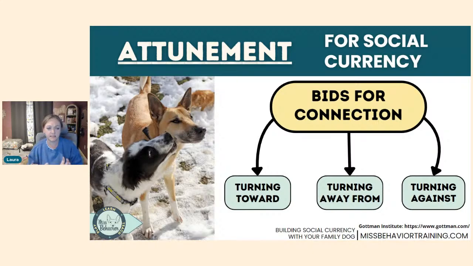But the concept is that they have lots of concepts. But the one that I really want to focus on as far as attunement goes is the bids for connection. Basically what they teach is that throughout your day, with any other being, whether it's your dog or another person, a friend, a romantic partner, your kids, certainly your kids do this all the time, everybody's always making bids for connection or bids for attention.